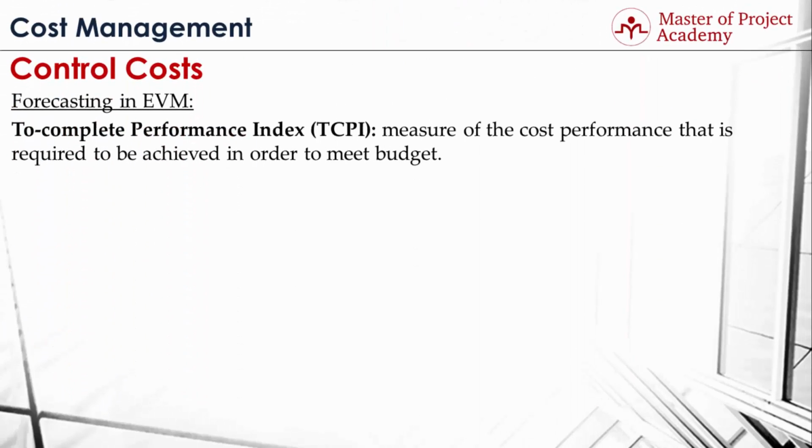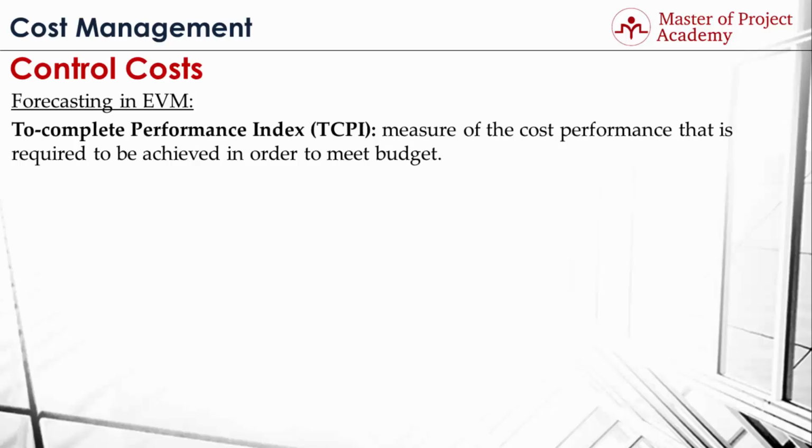The last term we will be seeing in this lecture is To Complete Performance Index. To Complete Performance Index is abbreviated as TCPI. TCPI is a measure of the cost performance that is required to be achieved in order to meet budget. In other words, TCPI shows how likely it is to complete a project on budget at completion value or estimate at completion value.